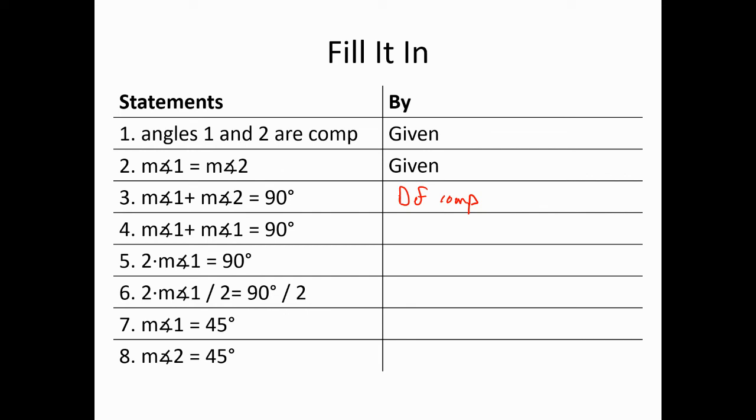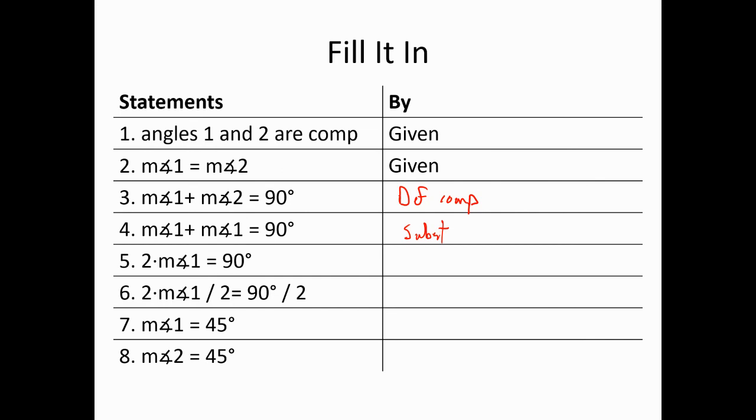And then line number 4, how do we get there? Well, that's a transformation of line number 3. Notice that the measure of angle 2 in line 3 becomes the measure of angle 1. And why can we do that? Well, we can do that because of what is found on line number 2, that the measure of angle 1 is equal to the measure of angle 2. So what we did is we substituted the measure of angle 1 for the measure of angle 2 in line 3. So that follows by substitution for sure.